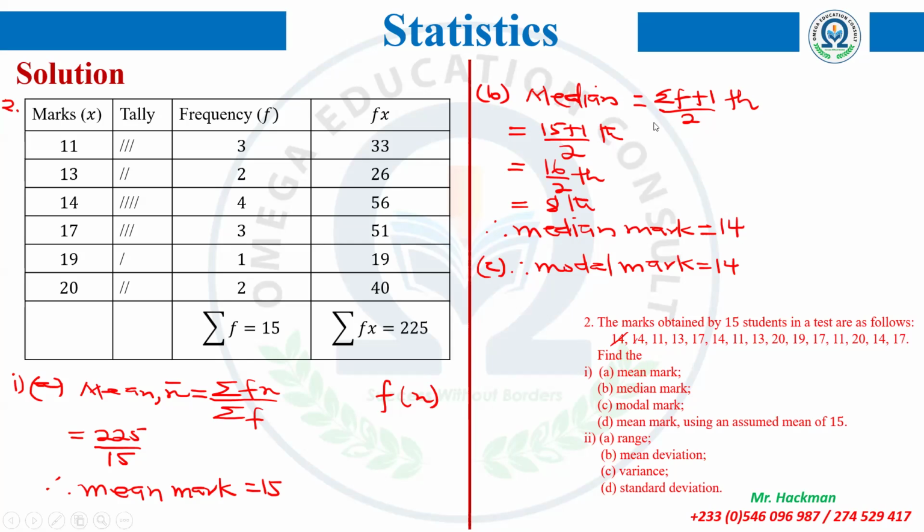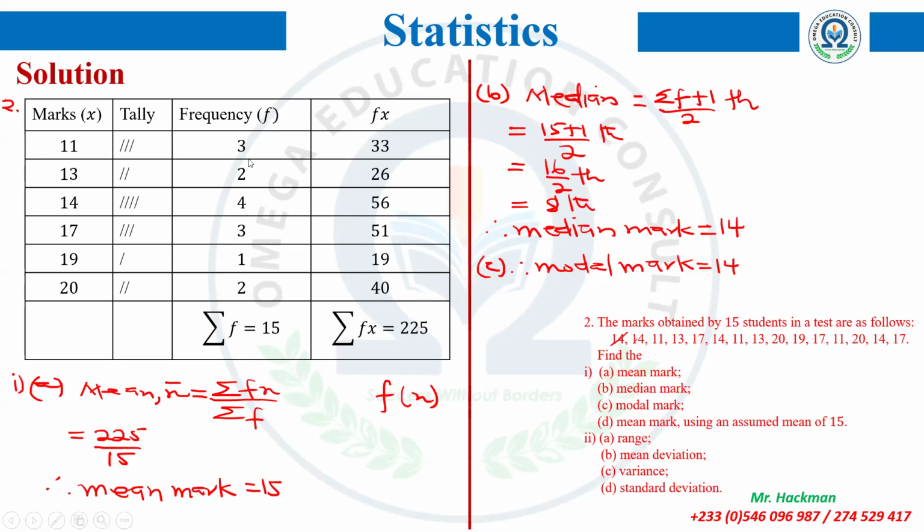Okay, so here, I know sigma f is 15. So 15 plus 1 over 2. Okay, position. And I can move from here to here straight away. I decided to write. So this will give you 16 over 2 position, which is the 8th position. So you come to your table. You are looking at the observation that will occupy the 8th position, and that will be your median mark.